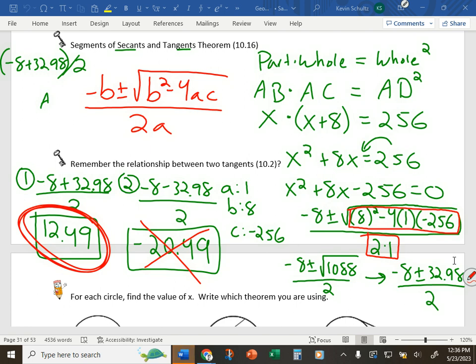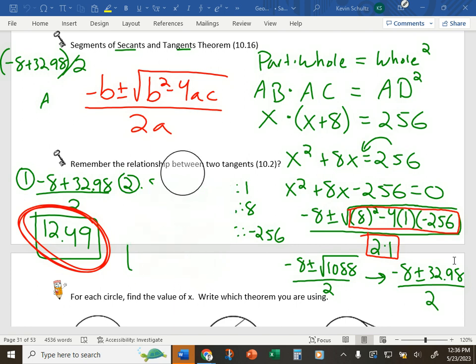Then that last one, we already covered this theorem back in theorem 10.2. What is the relationship between two tangents? An example, I'll just erase my extraneous solution work here. An example would be if you had a circle and two tangents. What's the relationship between the lengths of those two segments? They're congruent. AB is congruent to AC. So we've already covered that. If someone says, well, what if you have two tangents? Well, we already talked about it. They are congruent.